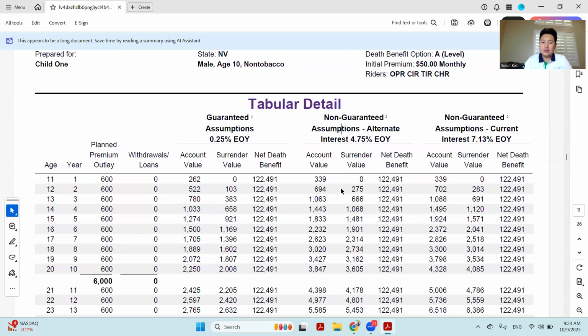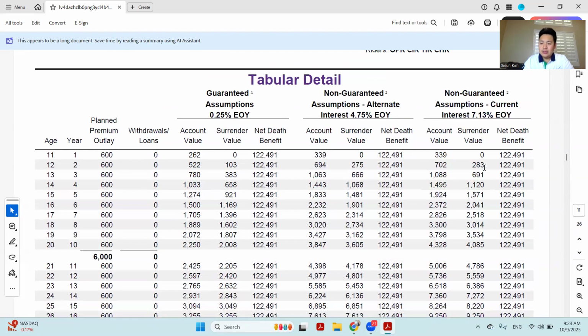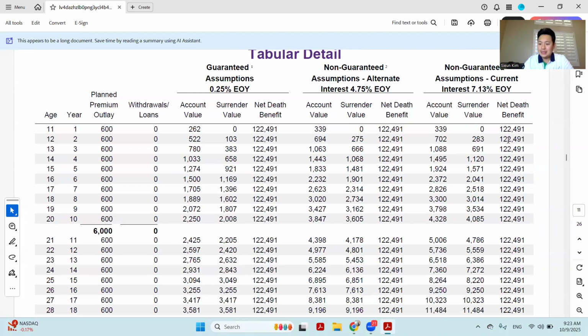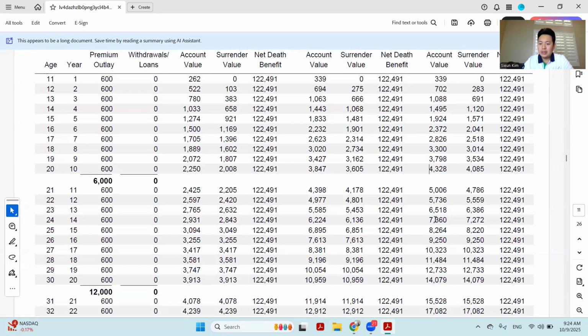And I think this one is also not as reliable because history tends to repeat, right? Market goes up, market goes down. So this is the actual average of what it has done. So this is what I go by. Okay. So when you go down here, the death benefit is 122,491 and it stays the same, correct? And the account value. So this is the cash value we call it that grows throughout the lifetime.